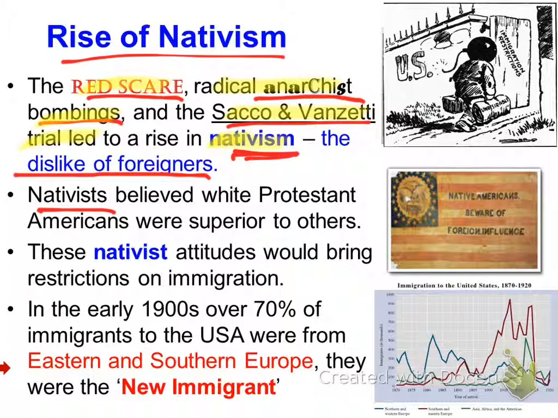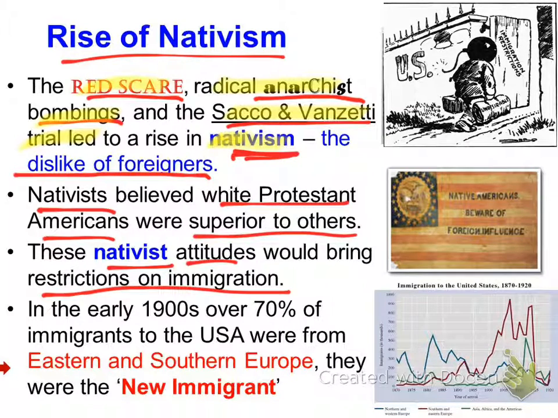Nativists believed that white Protestant Americans were superior to others. And this kind of goes back to the white man's burden, social Darwinism, many of the things that we discussed previously. Next bullet, these nativist attitudes would bring restrictions on immigration. There were at least 3 immigration laws passed in the 1920s, and we mentioned those in the vocabulary terms. Not going to worry about them at this moment. They restricted immigration from certain countries, in terms of both where we bring them in from and how many we allow into the country.